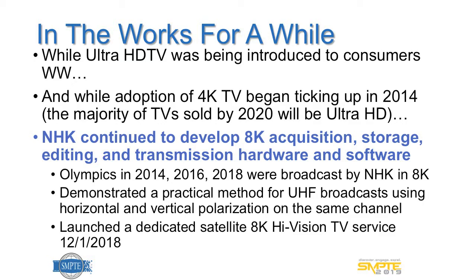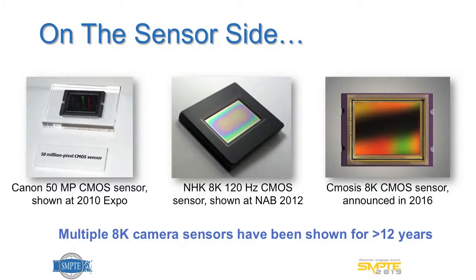Ultra HD TVs were being introduced to customers worldwide back in 2012. And adoption of 4K TVs really began ticking up in 2014, with the majority of TVs sold by the end of next year will be Ultra HD. NHK continued to develop 8K acquisition, storage, editing, transmission hardware, and software. So all the Olympics were covered through 2018 in 8K. They demonstrated a practical method for UHF broadcasting using both horizontal and vertical polarization of radio waves, and they launched a dedicated satellite service last year to deliver 8K to the home.